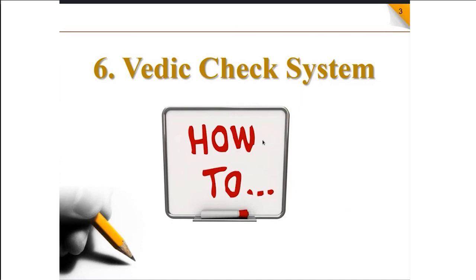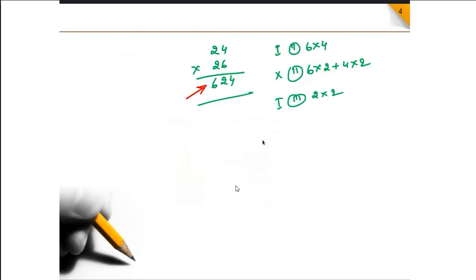Generally, suppose you are doing a two-digit multiplication, 24 into 26, and you got the answer 624. And suddenly I tell you this is the wrong answer. Then what choice do you have? You have to perform the same operation again, multiplying 24 into 26. Similarly, if there is an addition and you did the wrong addition.